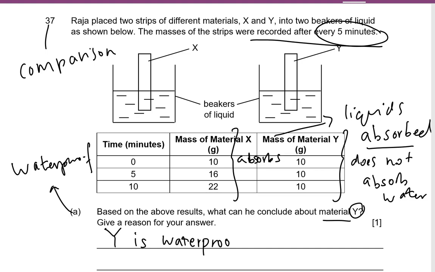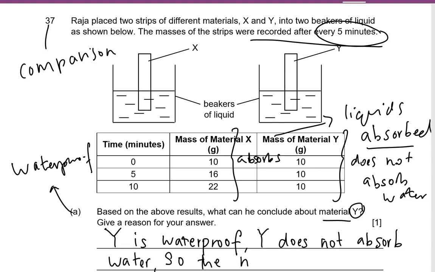Okay, now give a reason why, and the evidence is going to be here already. The evidence is because Y does not absorb water. This helps to explain why it is waterproof, right? And then a connector. So, what is the result of it not absorbing water? So the mass is the same. Alright? So in every explanation question, give a reason is an explanation. You have to use the word connector, so.